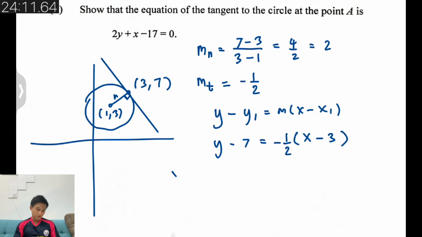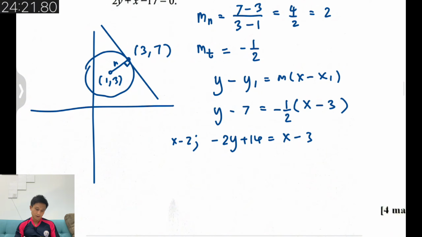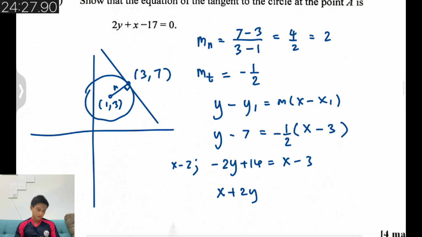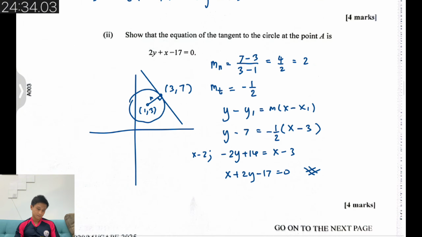I'm going to multiply across by minus 2. So I'm going to get minus 2y plus 14 equals, it's going to cancel with the minus 1 over 2 there, so I get x minus 3 here. If I move everything to the right but write it on the left, I get x plus 2y minus 17 equals 0, that's as required. Okay, that's done.